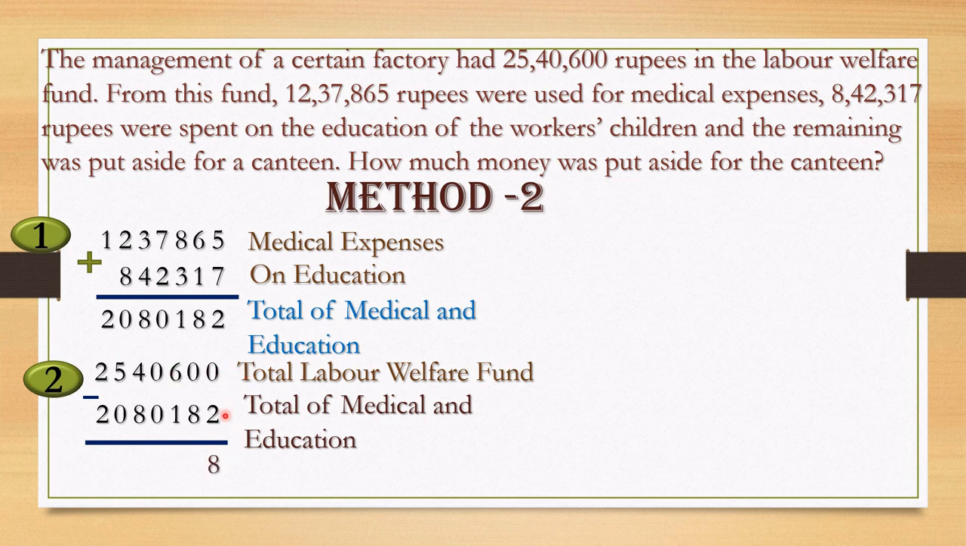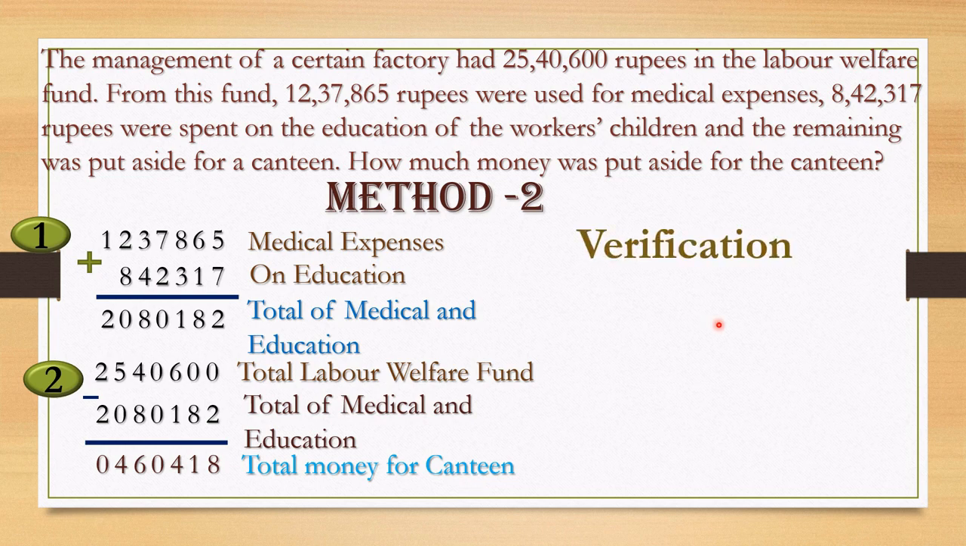0 minus 2 means 10 minus 2, that is 8. 9 minus 8, that is 1. 5 minus 1, that is 4. 0 minus 0, 0. 14 minus 8, that is 6. Then 4 minus 0, 4. Correct? 2 minus 2, 0. Means 4,60,418. This is for canteen.